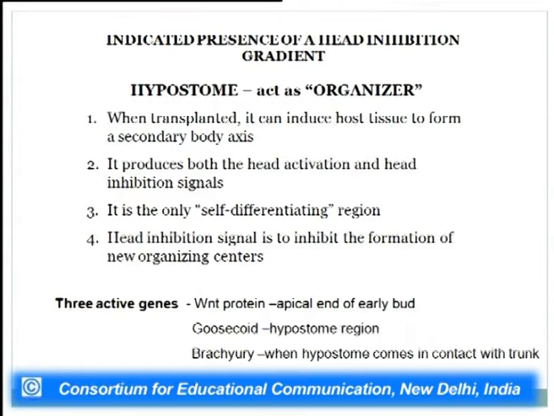The head inhibition signal is to inhibit the formation of new organizing centers, and three active genes have been located in this head organizer: the Wnt protein, at the apical end of the early bud; goosecoid, which is found in the hypostome region; and brachyury, which is found where the hypostome comes in contact with the trunk. So, the gradient of these three active genes is present, and the hypostome acts as the organizer. We will talk in detail about this when we study embryonic induction.